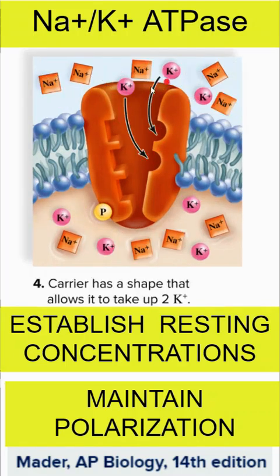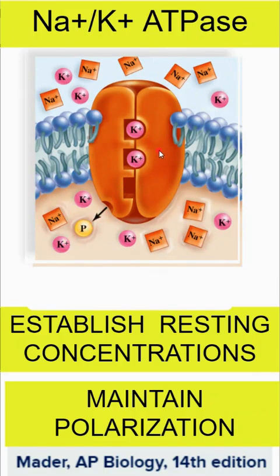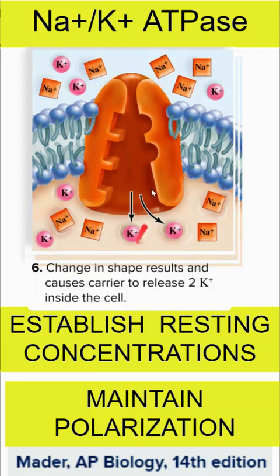When the potassium ions bind onto this side, in order to get them to the other side, we have to change the shape of the carrier protein again. That is done as the phosphate group is released, and that's going to change the shape so that the potassium is now open to this side. Again, this process can continue on and on until resting concentrations are established and polarization will then be maintained.